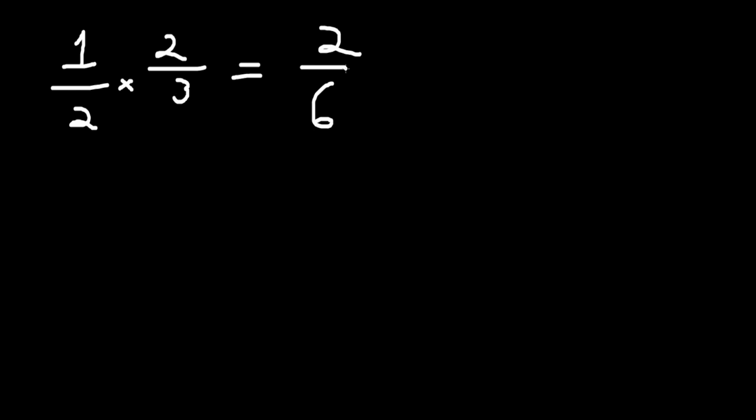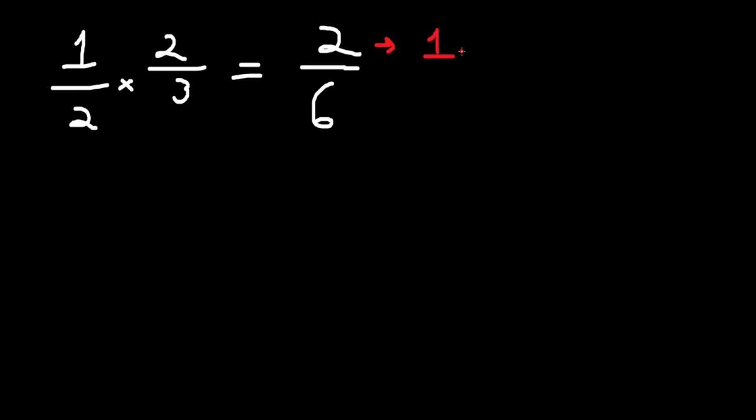Okay, so we had 1/2 times 2/3. And that resulted in 2/6. Okay, so this 2/6 can be written in a couple of different ways. So what we're going to do is we're going to look at the numerator and the denominator. We're going to separate them out a little bit.